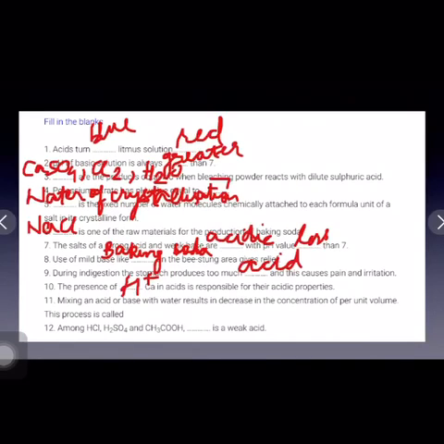Mixing an acid or base with water results in the decrease in the concentration per unit volume, and this process is basically called dilution. So when we mix water in an acid or a base. Among HCl, H2SO4 and CH3COOH, dash is a weak acid. So this acetic acid is a weak acid.